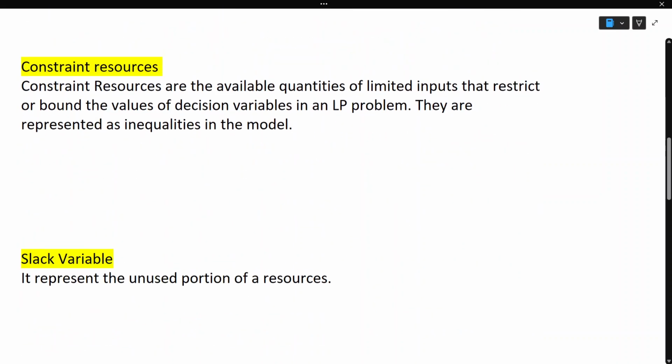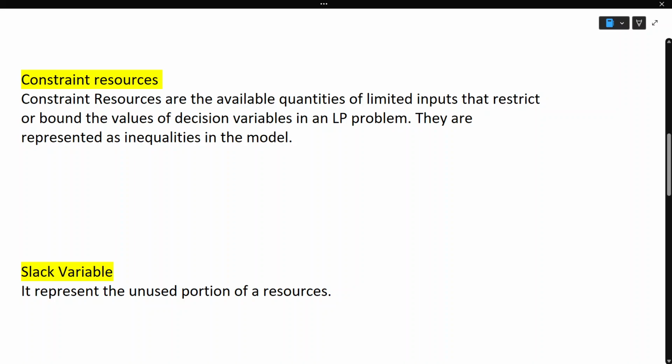And the constraints: companies would like to achieve certain goals, but they are limited by their scarce resources. They are unable to achieve their set goal target. So what limits them? That's their resources. The resources are the available quantity that restricts or bounds the values of the decision variables in a linear programming problem. They are represented as inequalities in the model. Notwithstanding, you can also have equalities in the model.